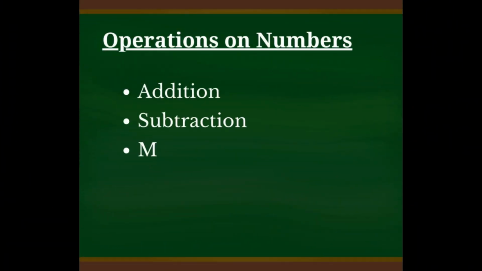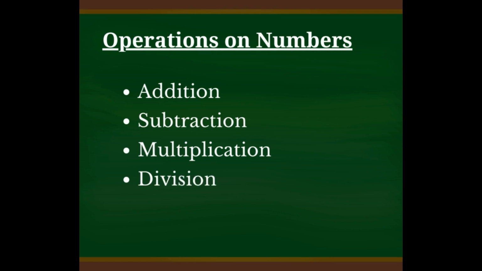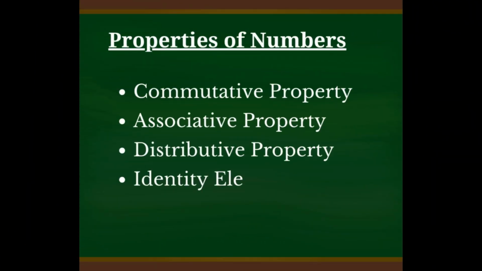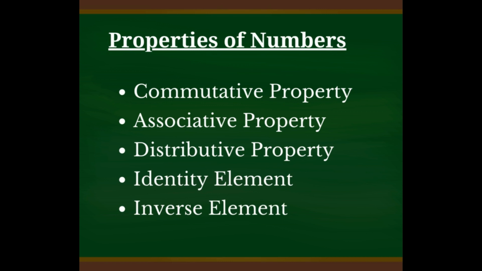Then the next part is operations on numbers. Simple operations: addition, subtraction, multiplication, division. Then what properties are followed by these operations? Like the commutative property, associative property, distributive property. Then what are the identity element and inverse element? Identity element for addition, identity element for multiplication. All these things you must know.